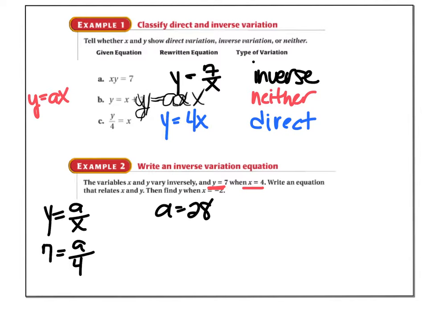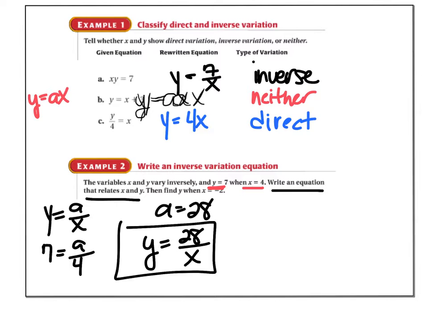But you're not done because they didn't ask you to find the constant of variation. They asked you to write an equation that relates them. The equation would be y equals that constant of variation, 28, divided by x. And then they ask you a second step. Let me just circle this because this is the important part. That's what they're asking you to write.